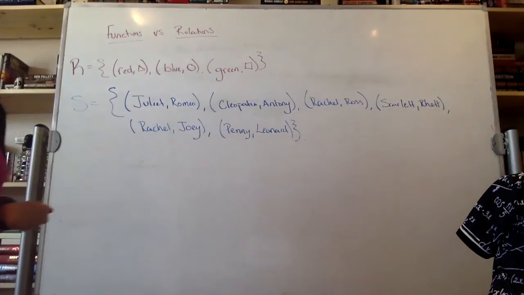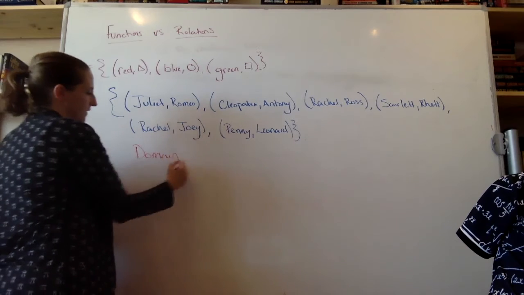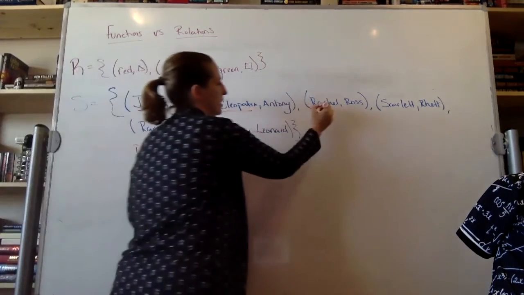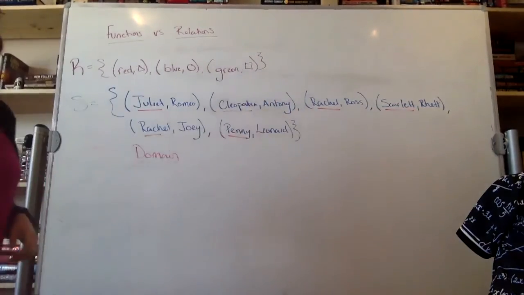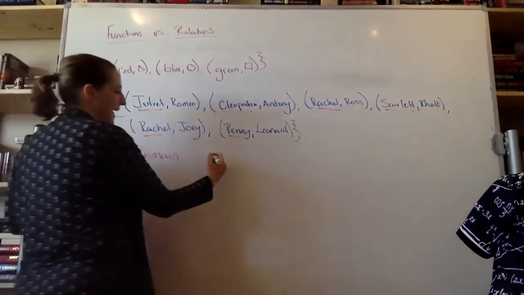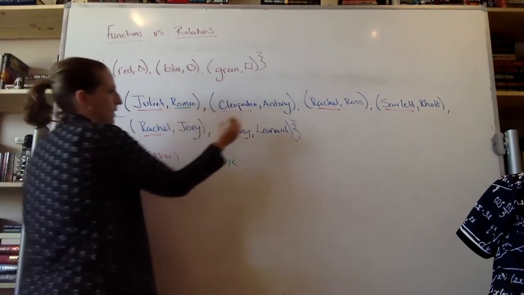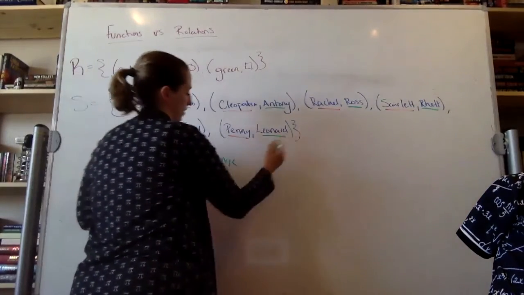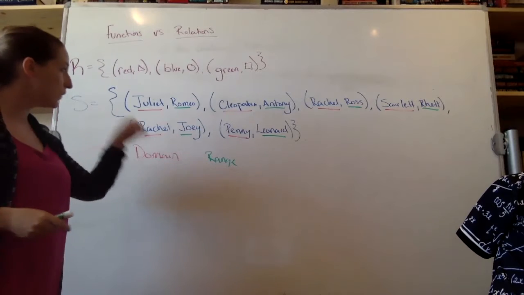Okay? So just as a reminder, our domain is elements in the first set. So in this case, our domain would consist of Juliet, Cleopatra, Rachel, Scarlett, Rachel, and Penny. Our range is the elements in the second set. So in this case, our range would be Romeo, Antony, Ross, Rhett, Joey, and Leonard. Okay. So domain and range, a relation relates those two things together.